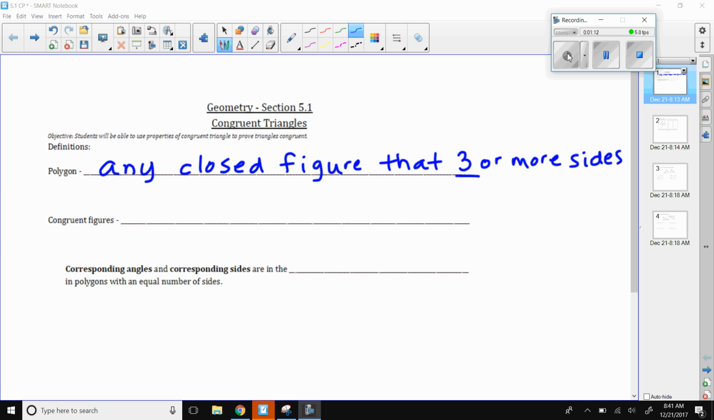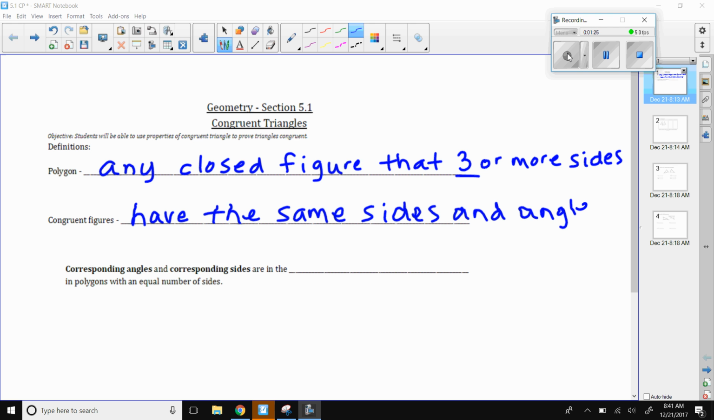And congruent figures are figures or polygons that have the same sides and angles. So all equilateral triangles are going to be congruent to one another. If you have an isosceles with the same 2 side lengths and that third side, those are going to have the same sides and the same angles.